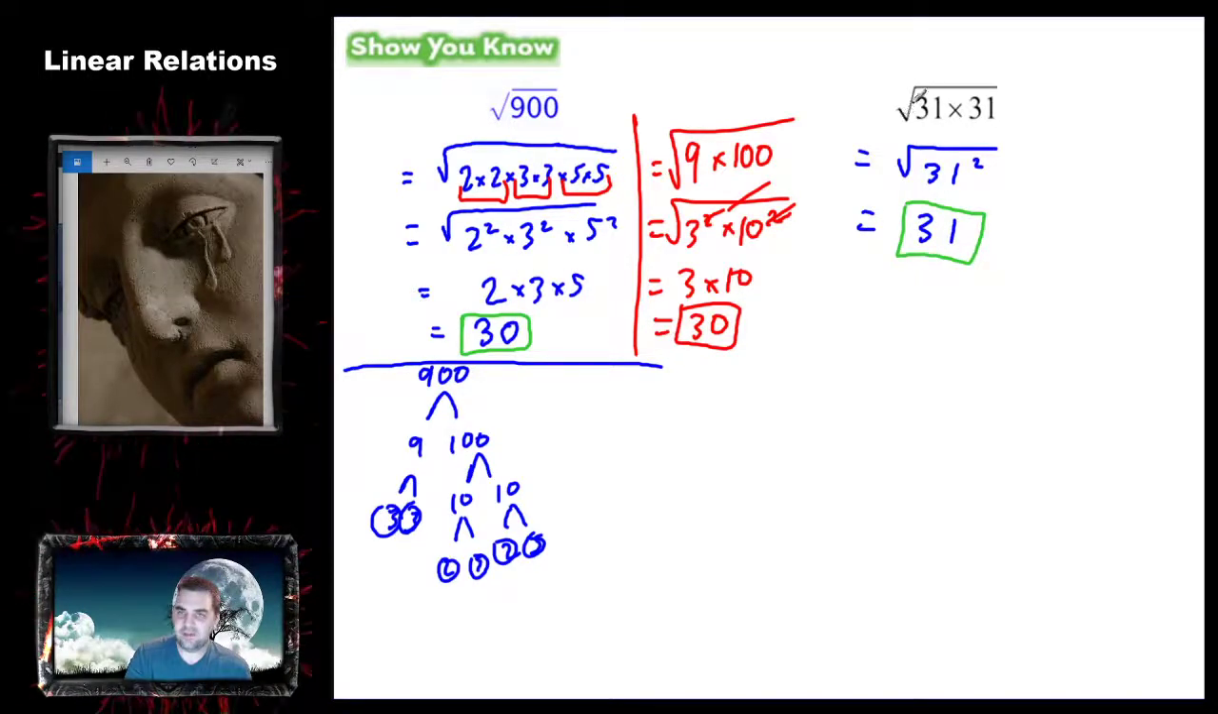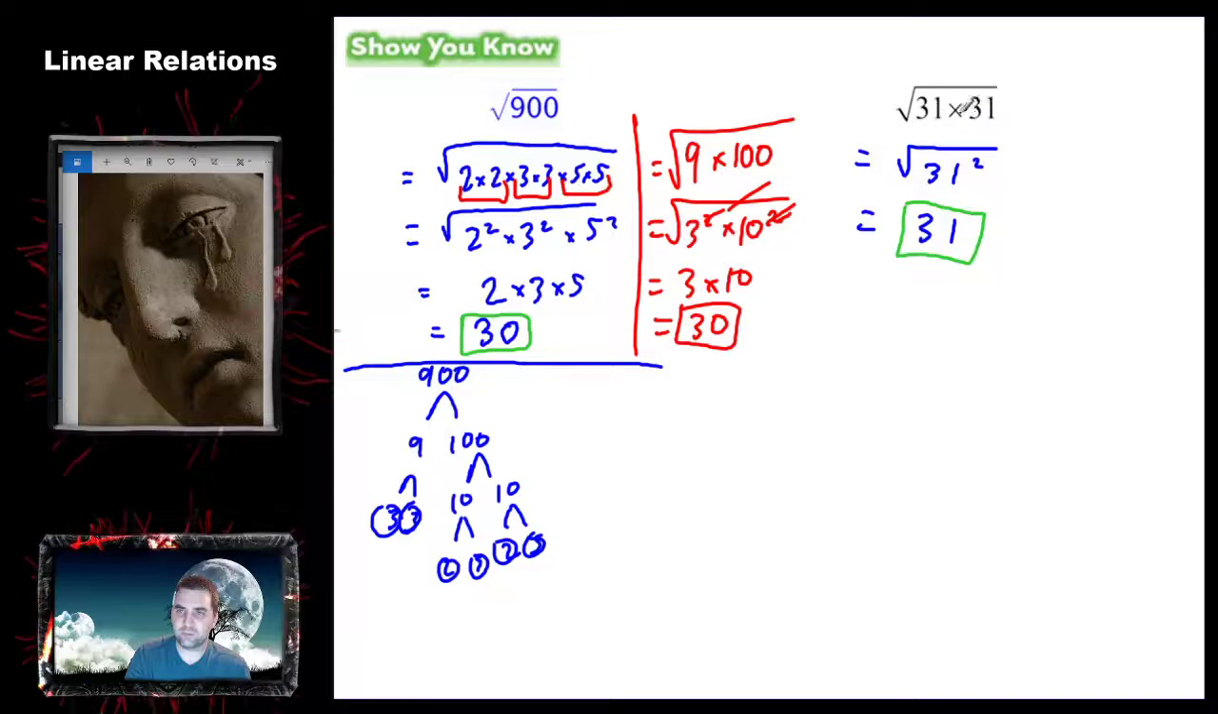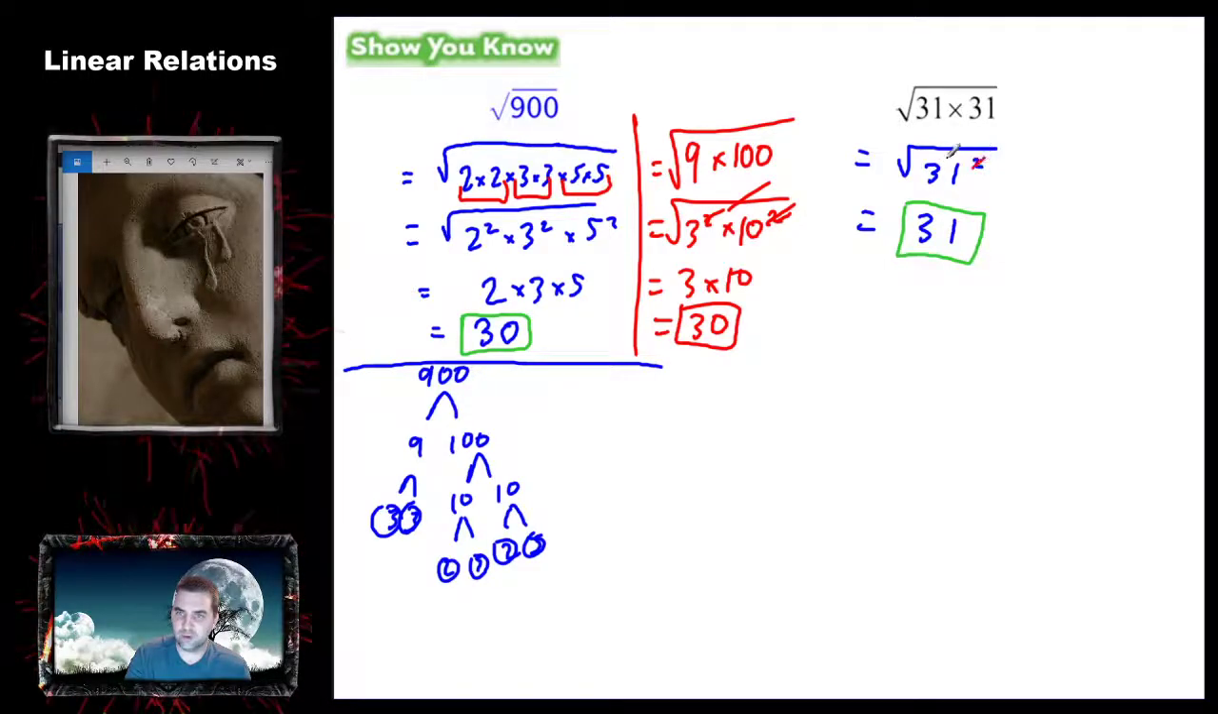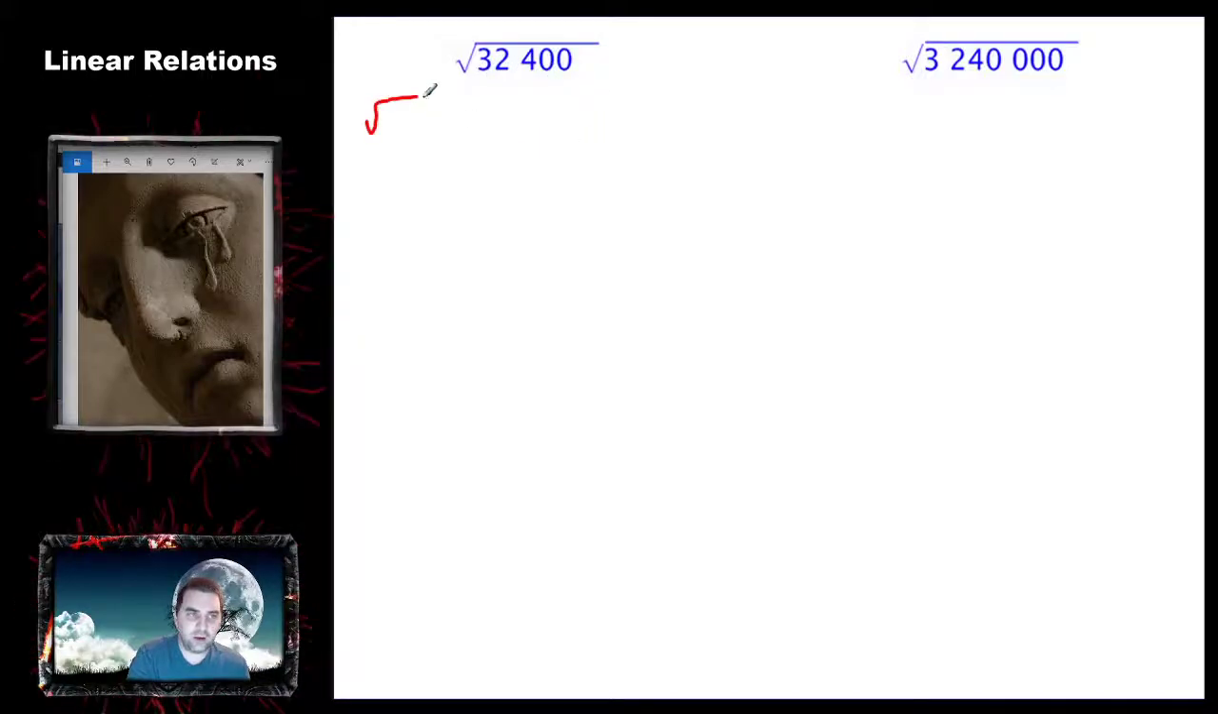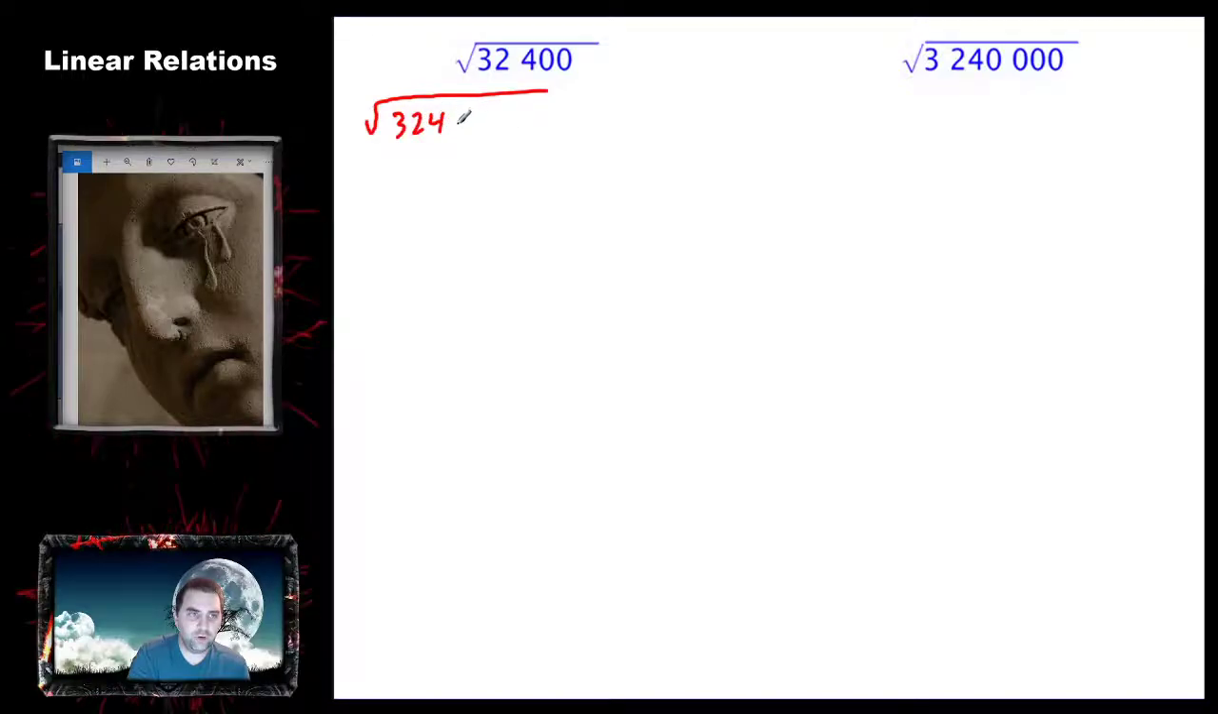Okay, this is the easiest thing. 31 times 31, it's just 31 squared. Cancels out, and we have 31 as our answer. I think we're getting close to the end now, finally. So 32,400. Remember, what I like to do is break that up. 324, times 100.